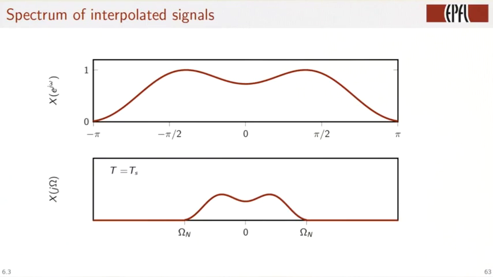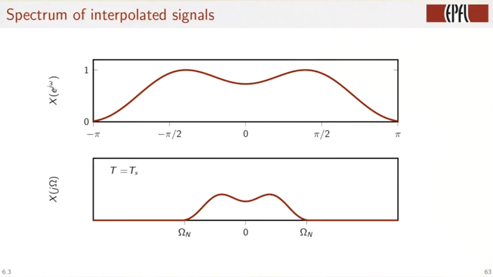It is best to look at this in a figure. So on top you have the DTFT of the sequence x[n]. This is a 2π periodic function. We show the central period from −π to π. The Fourier transform of x(t), the interpolated version with a sampling interval of Ts, is a scaled version, and it lives between −Ωn and Ωn. It has the same shape as a DTFT, simply it is rescaled along the horizontal axis to fit on the interval of length 2Ωn.